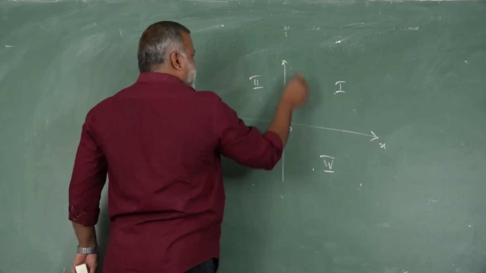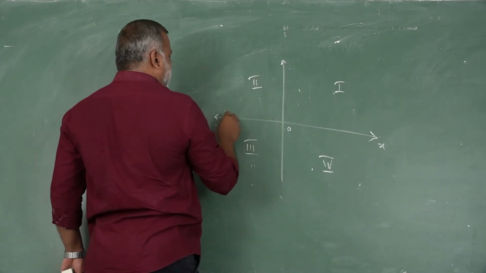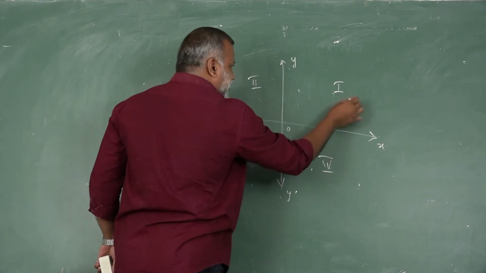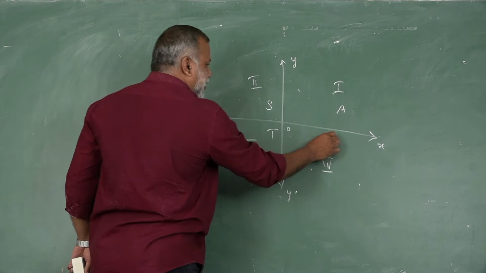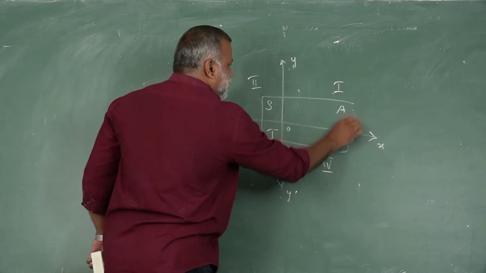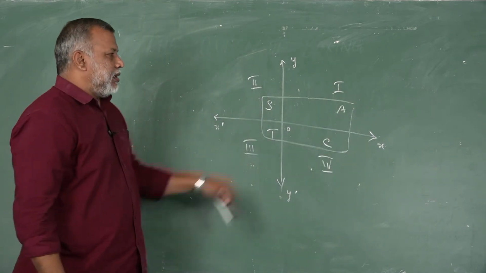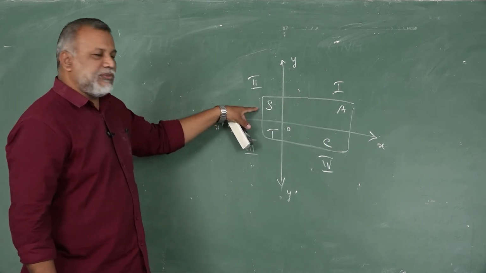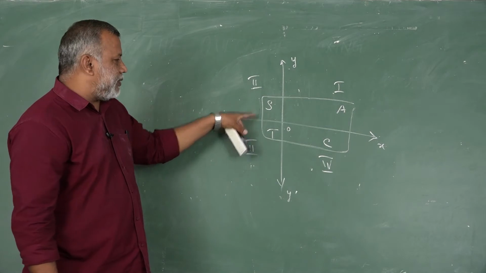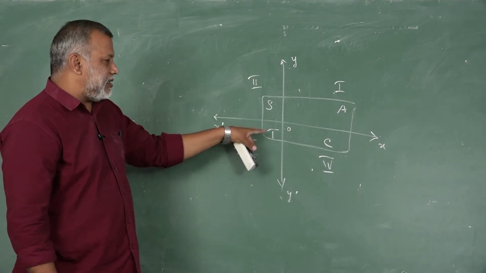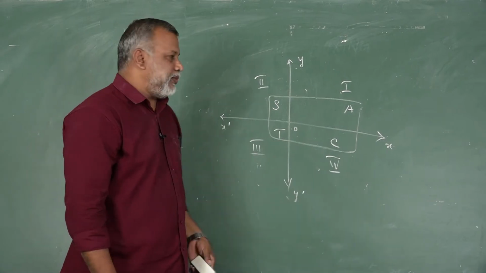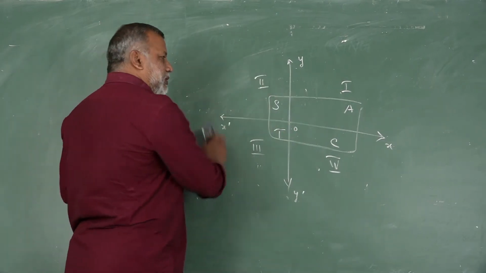In this first quadrant, we have some technical knowledge like the ASTC concept. We already discussed this ASTC concept. Meaning of ASTC: A means all positive, S means sine and its reciprocal positive, T means tan and its reciprocal positive, C means cos and its reciprocal positive. We discussed this one also.